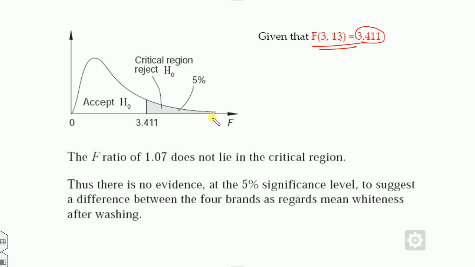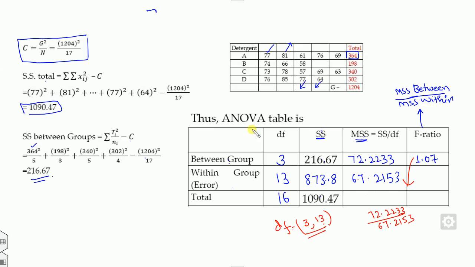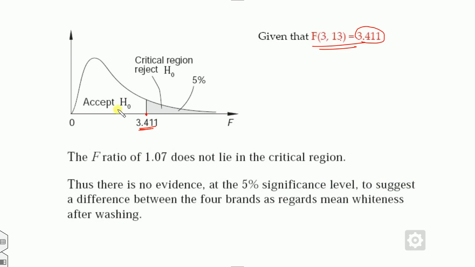Look at that. This is the acceptance and rejection table. This is the rejection region and this is the acceptance region, with the critical value 3.411. And look at the value of F, 1.07. So 1.07 lies here, that is, H0 is accepted. It means H0 is not rejected, but it doesn't mean that H1 is accepted.